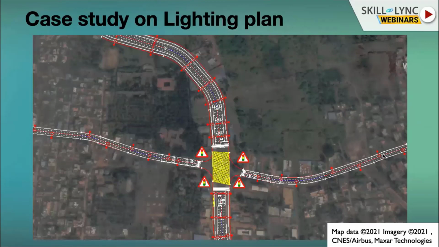This is how the street lighting layout will be finalized. However, we will have to design a few more elements like ducting, cables, and the feeder pillars, which feed energy, the source of power.